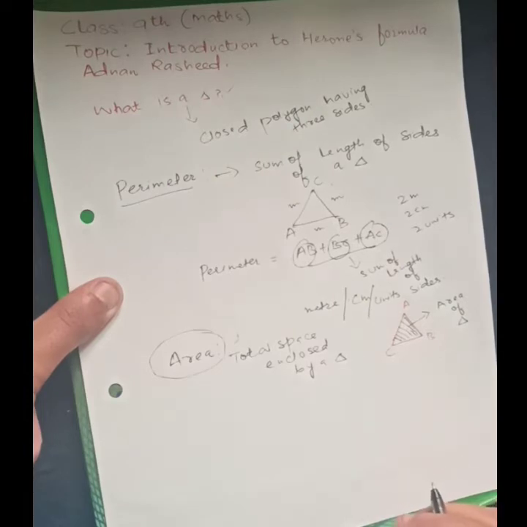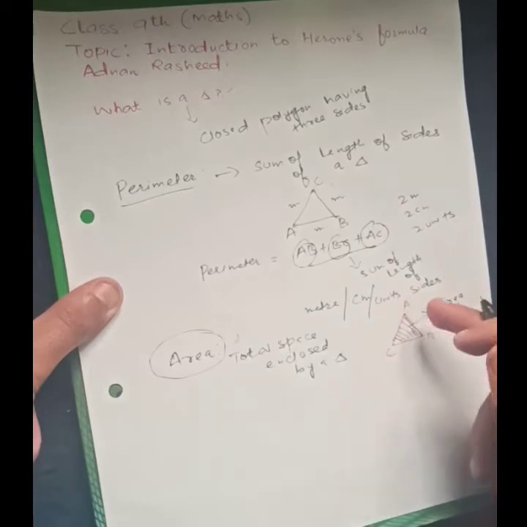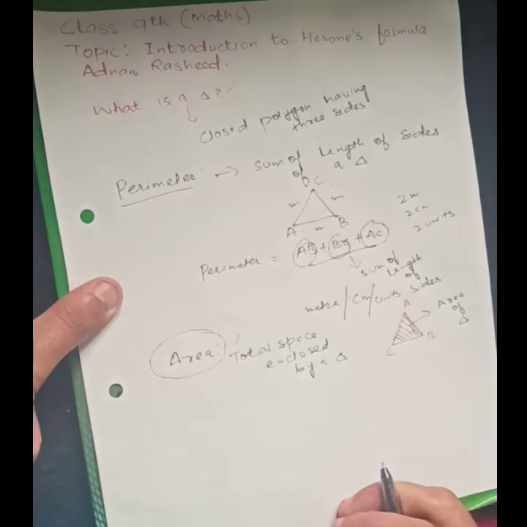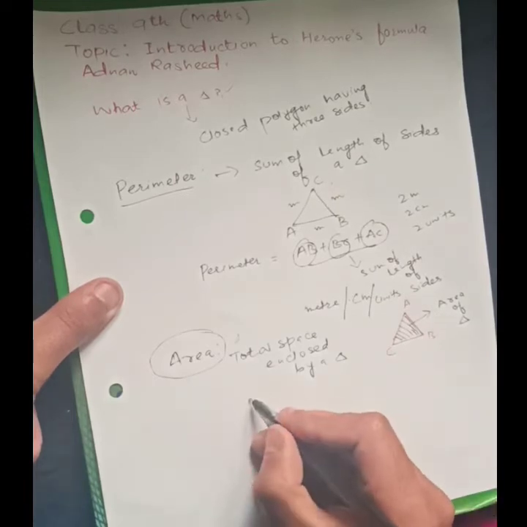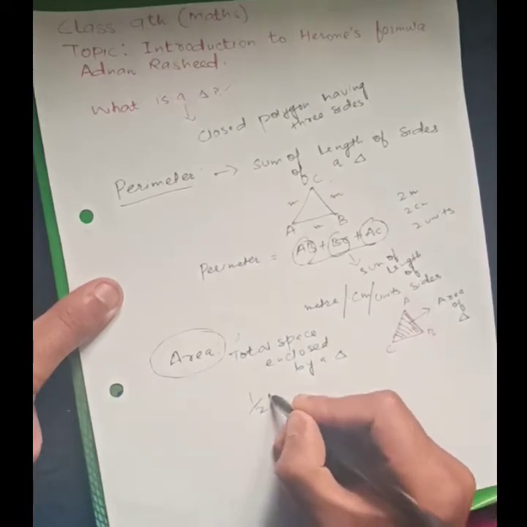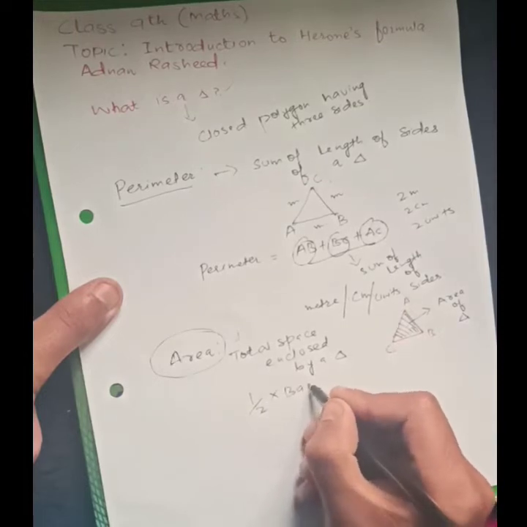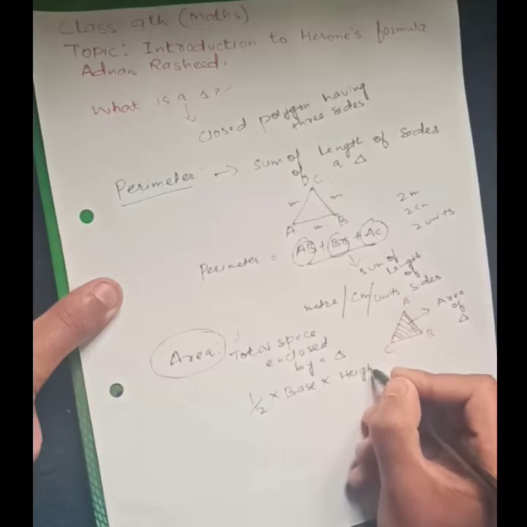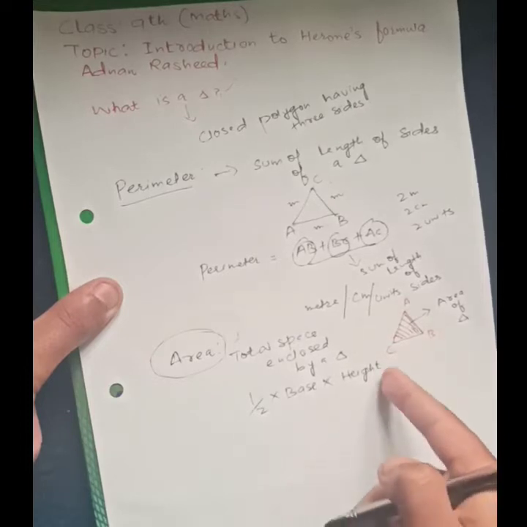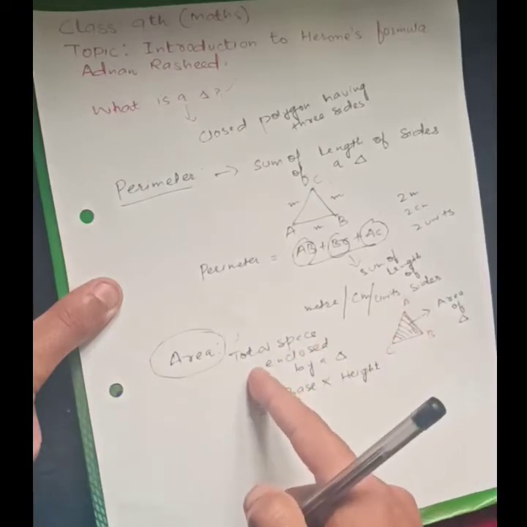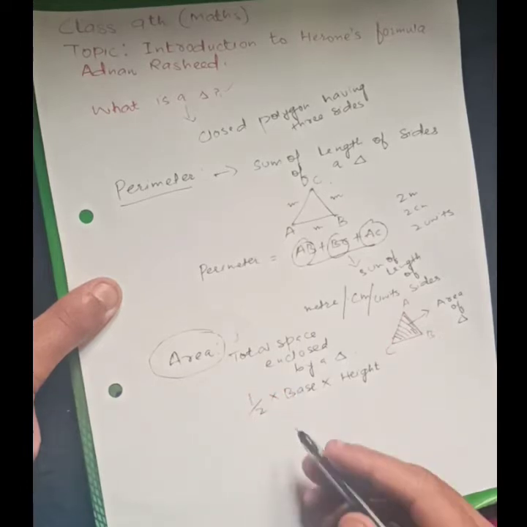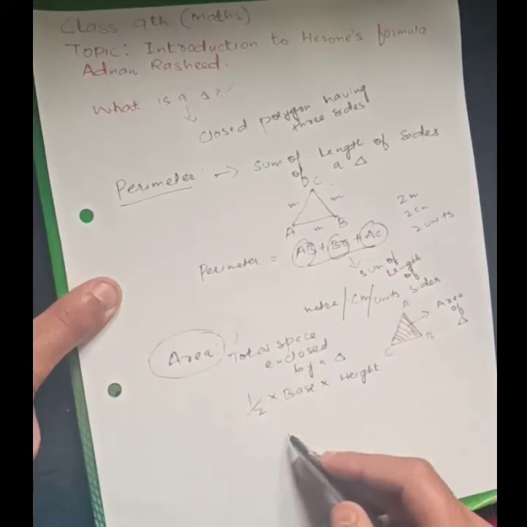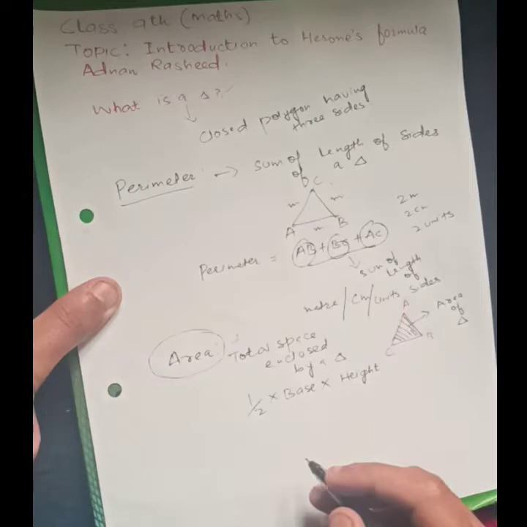You people could already have known that the basic formula to find the area of a triangle is 1 by 2, half of base into height. You have already known this formula in class 8th mensuration. This is the formula to find the area of a triangle.